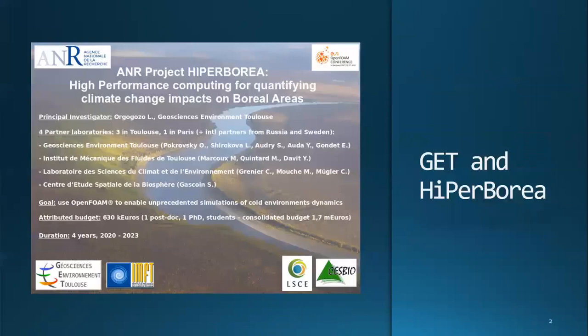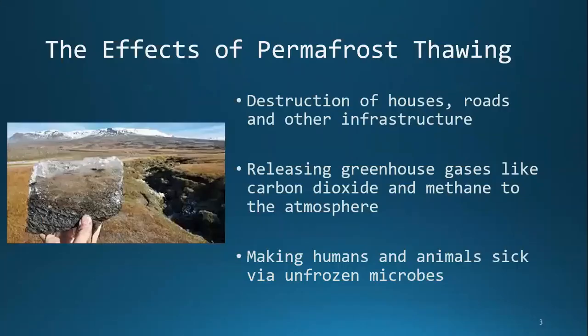GET Laboratory is coordinating a project called Hyperborea, and our project acts as a stepping stone. The aim of Hyperborea is to quantify the effect of global warming on permafrost areas based on numerical studies at the watershed scale. Permafrost is a thick subsurface layer of soil that remains below freezing point throughout the year, occurring chiefly in polar regions. Unfortunately, due to climate change, these permafrosts are melting and causing severe impacts on our lives.